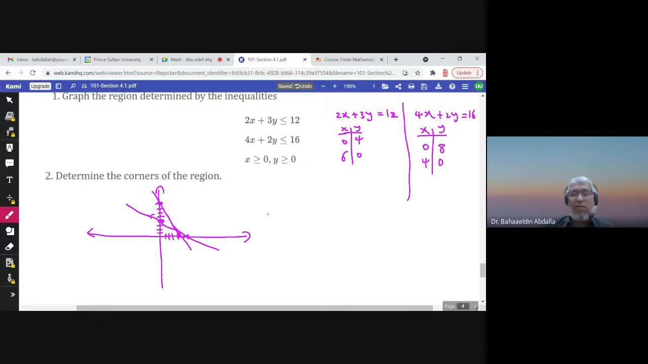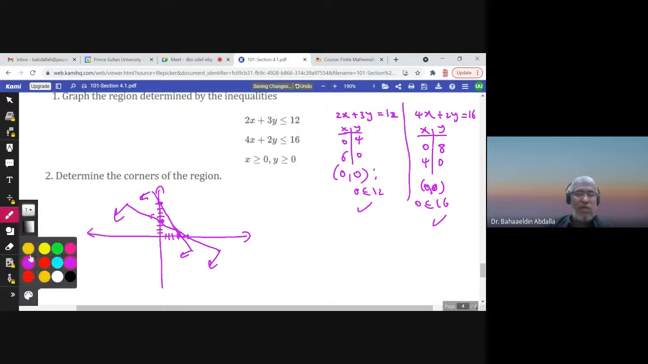And now, which halves? Let me start with this line, the second one. This is the first inequality: 0 plus 0 less than or equal to 12. That's correct, so the answer is here. The other line, this one, 0, 8, 4, 0: choose 0, 0 also, which belongs to one of the halves, not on the line. So 0 plus 0 less than or equal to 16, that's also correct. So the graph is here.